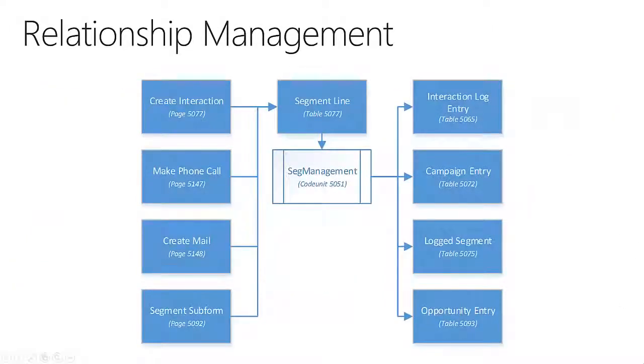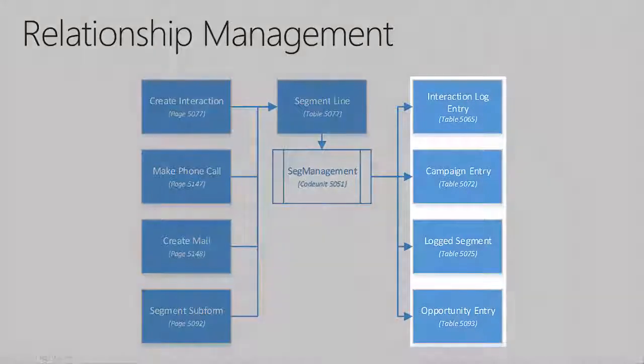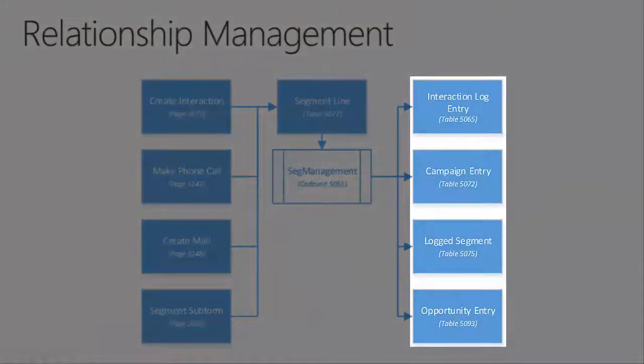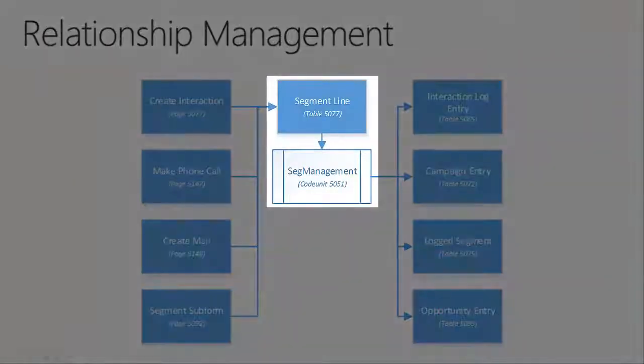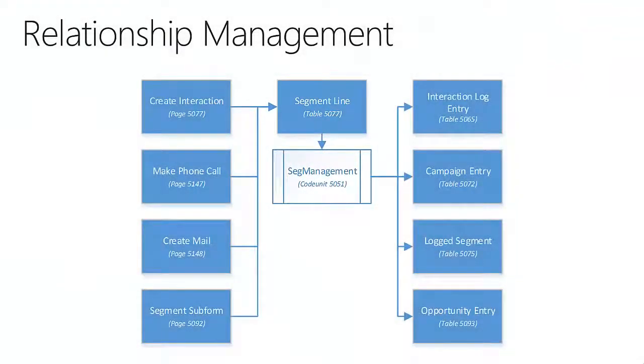A third way of creating entry records in the database is used in relationship management. This module has 4 entry tables: interaction log entry, campaign entry, logged segment, and opportunity entry. All these entries are created using the SegManagement codeunit that uses the segment line as a contract. The difference between this model and a general journal is auditability. End users have the possibility to change and delete entries in these tables. It's a different but very valid way of working with entry tables in Dynamics NAV.